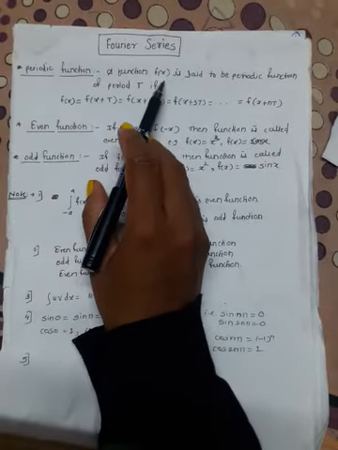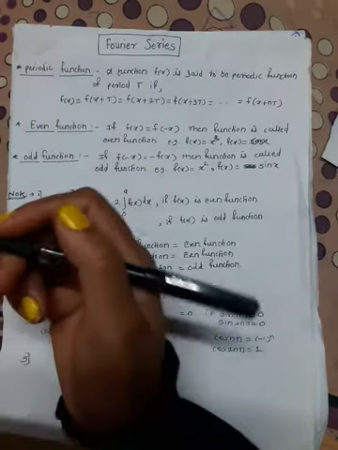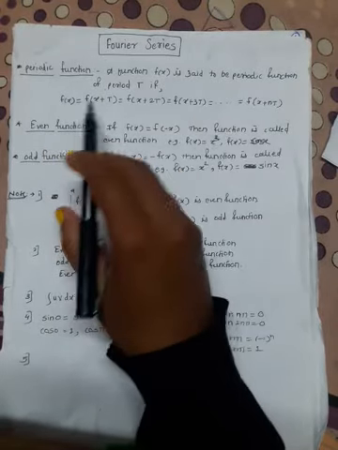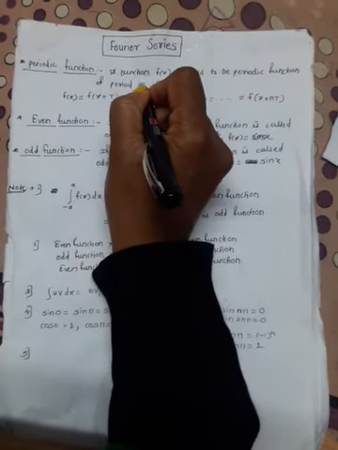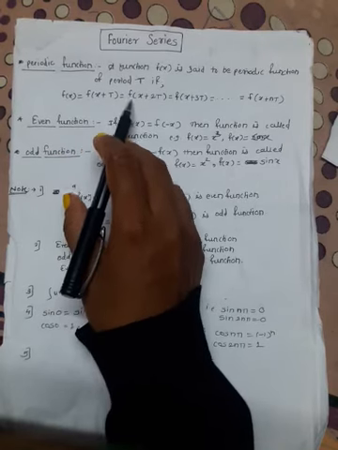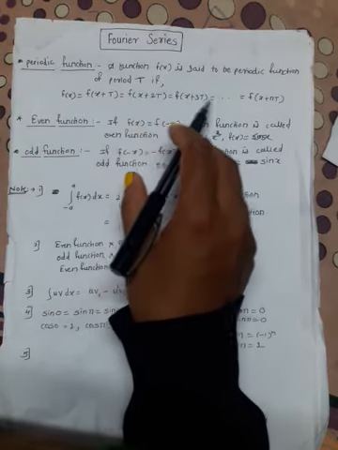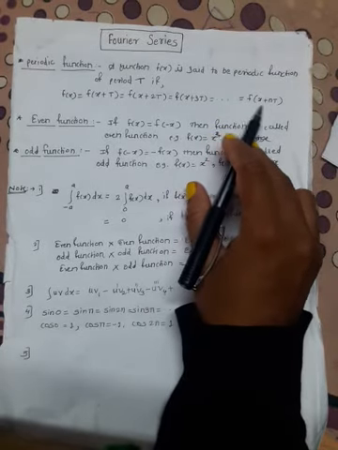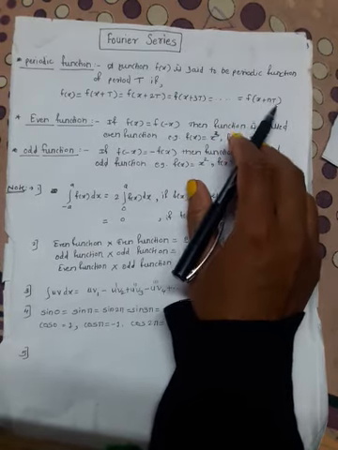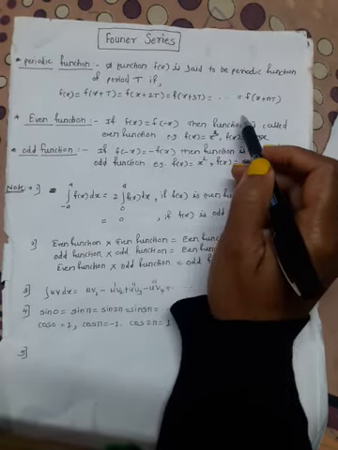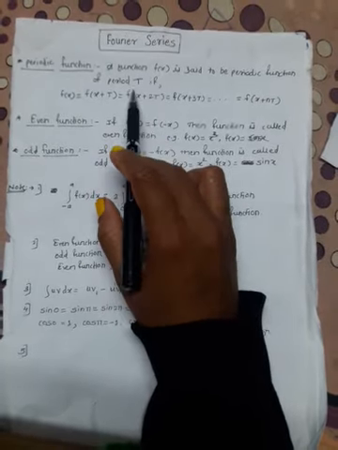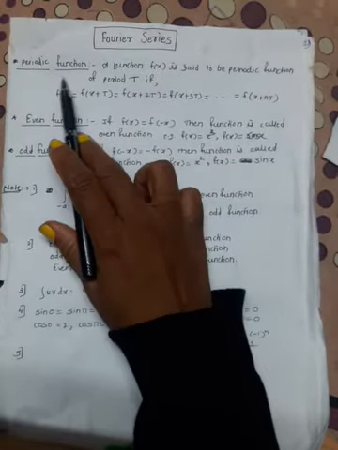A function, generally we denote a function as f of x, g of x, like this. A function f of x is said to be a periodic function of period capital T if f of x is equal to f of x plus T, is equal to f of x plus 2T, is equal to f of x plus 3T, and so on, up to f of x plus nT, where n is a natural number. T is a period of this particular function. If such a thing happens with this number T, then T is called the period of f of x, and the function is called a periodic function.